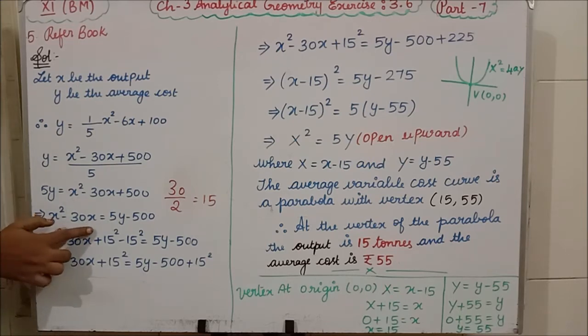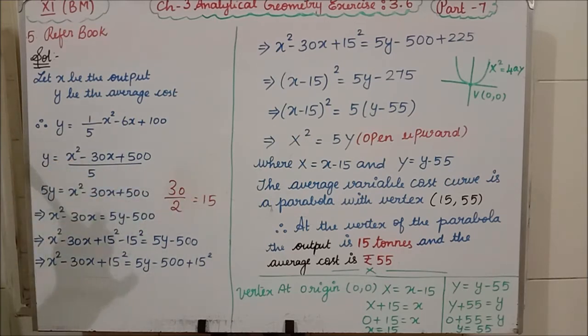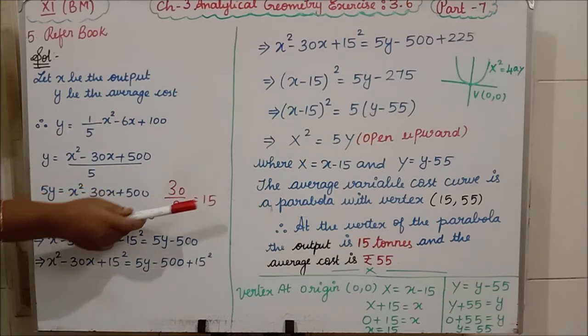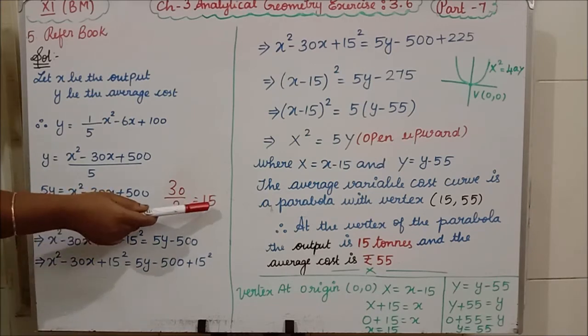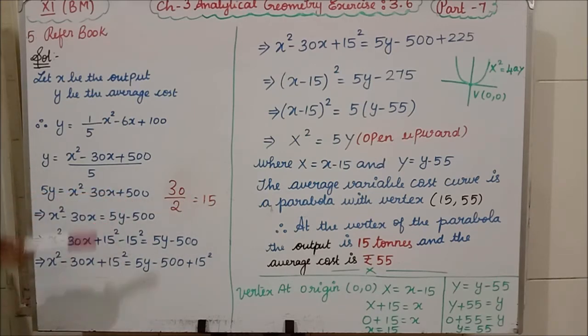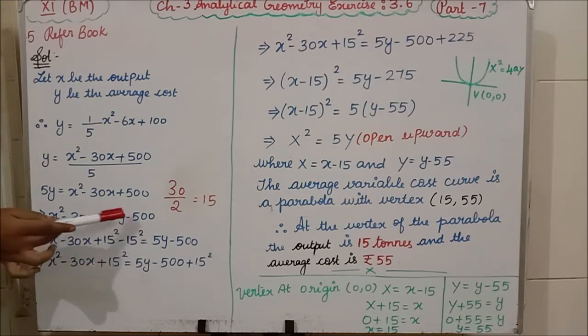See, x square minus the x term is there. That x term coefficient you have to divide by 2. We have 30 divided by 2, what am I getting? 15. Now keep that in your mind. I am writing x square minus 30x. The number you got on dividing, you have to write plus 15 square, and we ourselves have to put minus 15 square, because that was not there originally. We are adding and subtracting 15 square. Clear? Is equal to 5y minus 500.